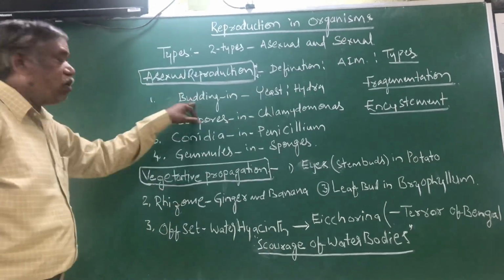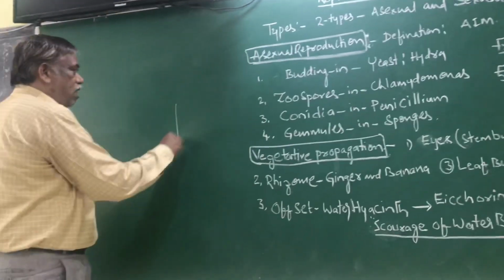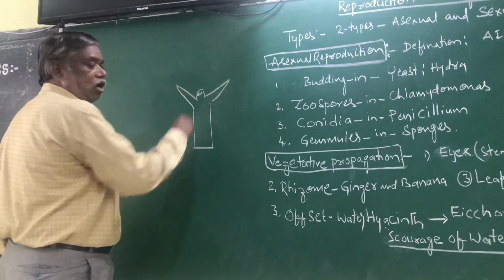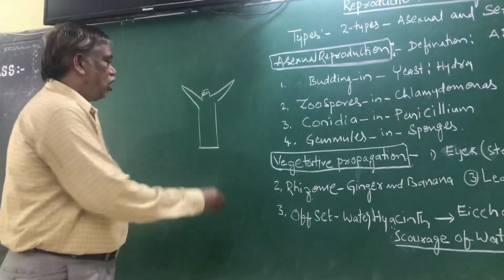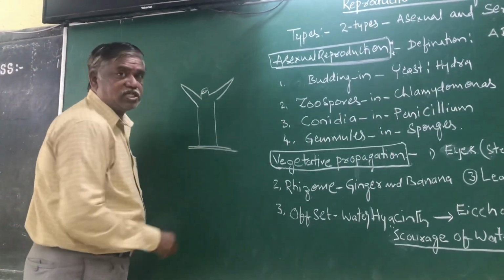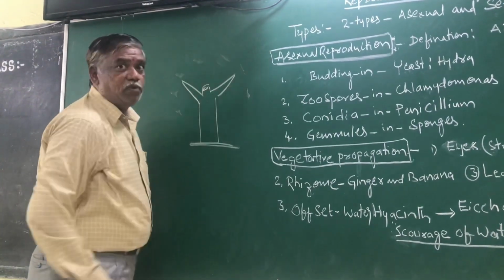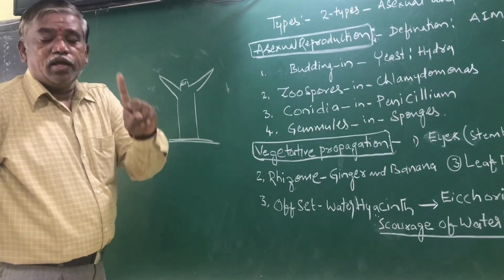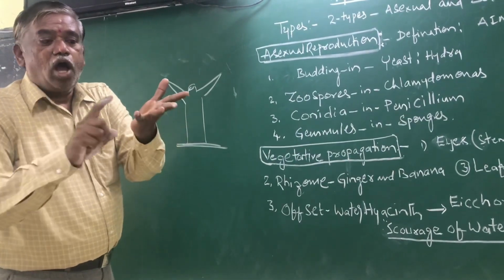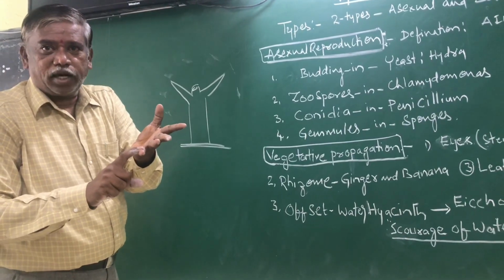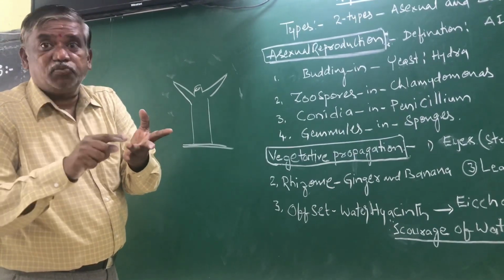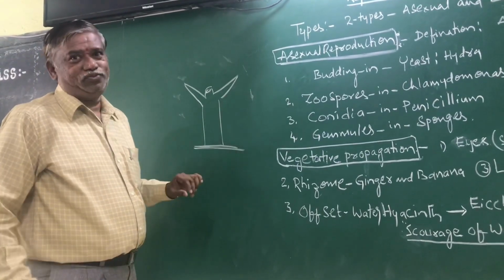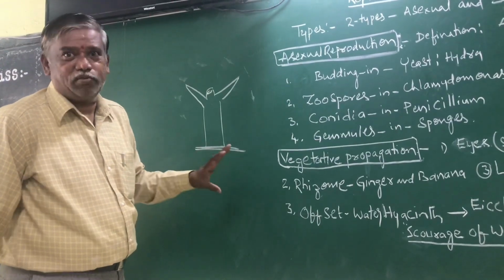Budding. In this budding, suppose now it is a hydra. Hydra is a freshwater Cnidaria. Its basal part is attached to the substratum. The medium is freshwater. When the conditions are favorable, and favorable conditions depend on three factors: optimum temperature, availability of sufficient food, and the surrounding medium. These are the three.